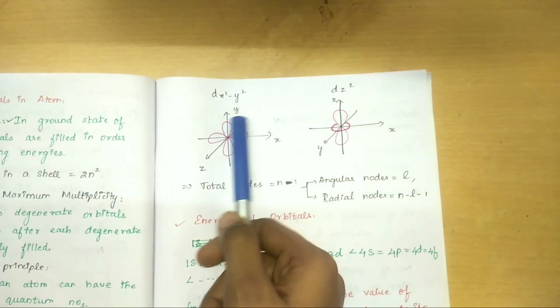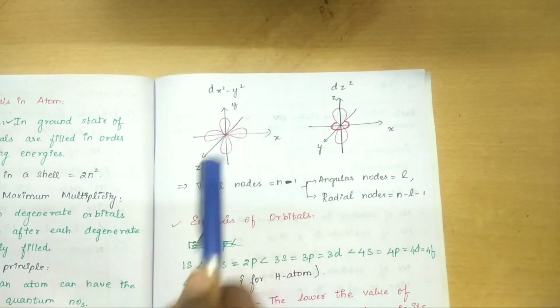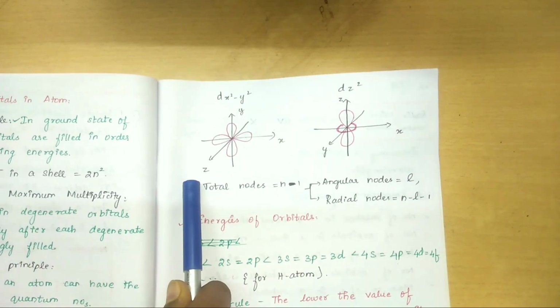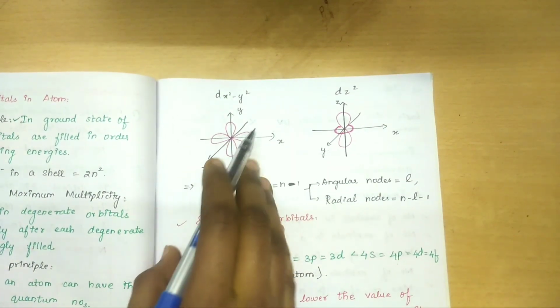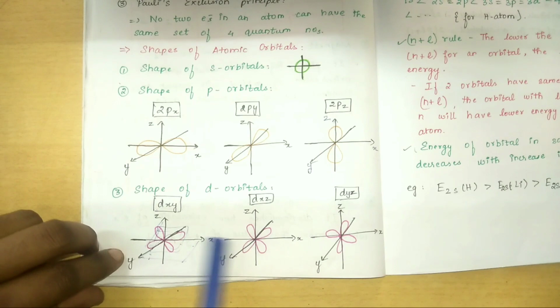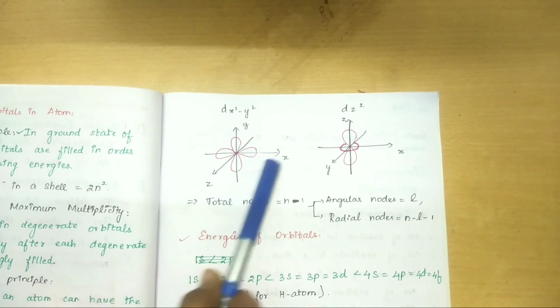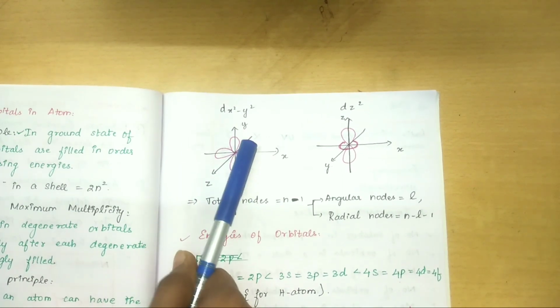Then the fourth one is dx square minus y square. Here it aligns along the coordinate axis. In the others it is not along the axes but in between two coordinate axes, in these three examples. But here it aligns along a coordinate axis and is not in between the coordinate axes.